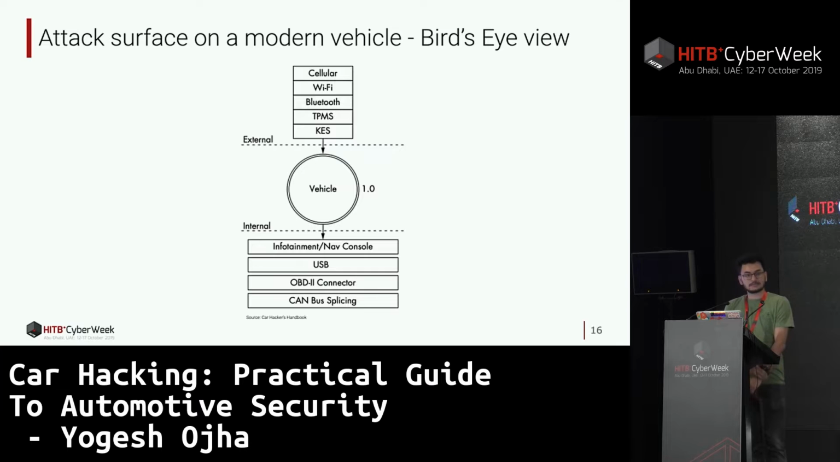Here you can see the data is being entered from the external surface like your cellular, Bluetooth, TPMS, and keyless entry, as well as the internal ones, where you have the infotainment systems, the one which I told you, Bluetooth is directly accessible at the hardware level. So you have the infotainment system, USB, OBD-II connector, CAN bus splicing, all these sort of things. While some of these attacks might seem unrealistic because you need physical access to it, and even with the physical access, there's nothing you could do, probably very little harm or no harm at all.